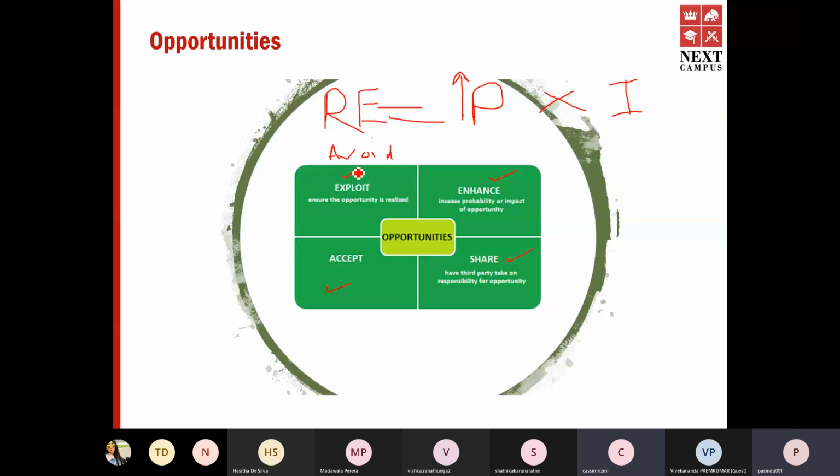So when it comes to positive risks, you would exploit it. You would make sure it happens. When it comes to negative risks, you would avoid. You would make sure that it would not happen. When it comes to positive risks, you would increase the possibility of that happening or increase the impact of that happening. When it comes to negative risks, you would reduce the probability, reduce the impact of that happening, right? You would mitigate.